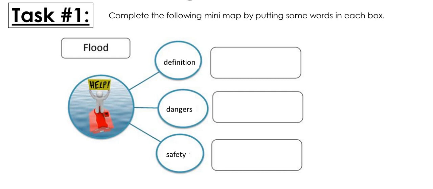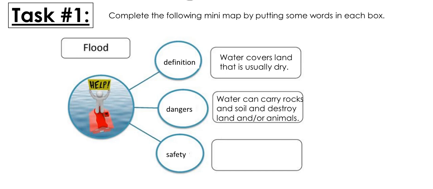Alright, so here we go. Flood. The definition of flood, what is it? When water covers land that is usually dry. This is the definition of flood. What are the dangers of flood? Water can carry rocks and soil and destroy land and or animals. And what to do for safety? Search for safety and run to higher ground.